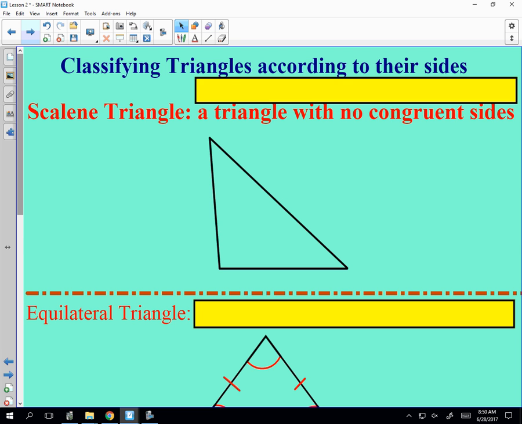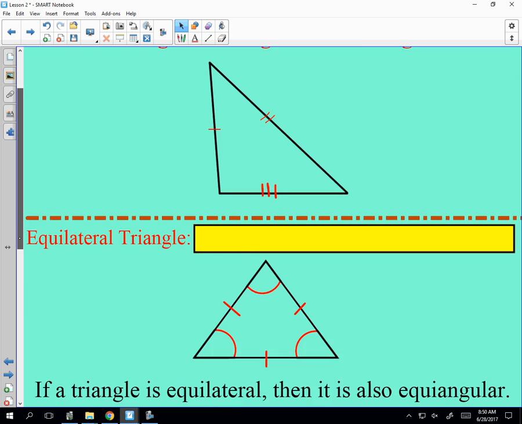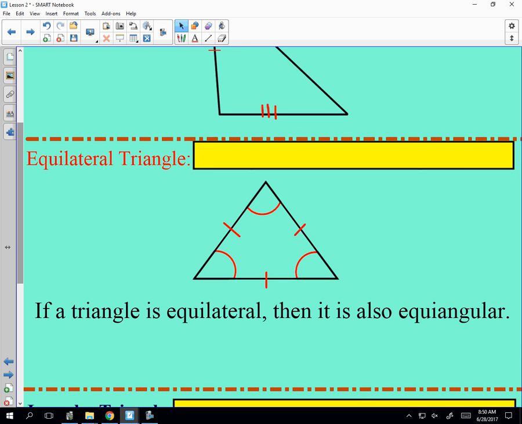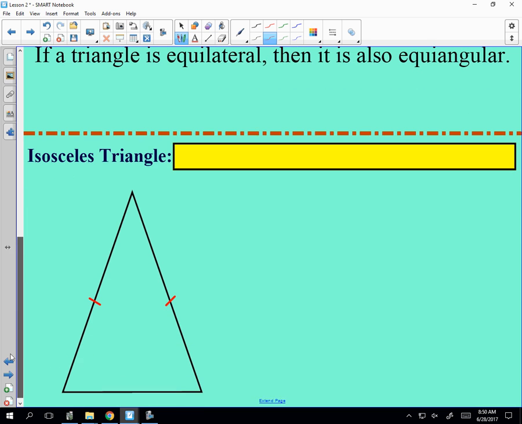Now, we can also classify triangles based off of their side lengths. We have a scalene triangle, a triangle with no congruent side lengths. So we could put tick marks in to show that all three of those sides are different in length. We have an equilateral triangle, a triangle that has three congruent sides, but also notice that it also has three congruent angles, because if all the side lengths are equal, all the angles have to be equal in an equilateral triangle.